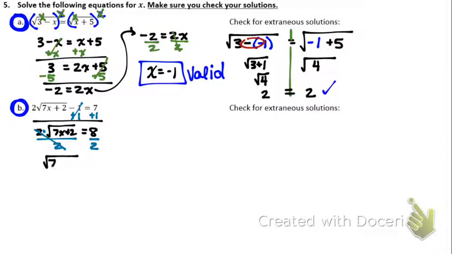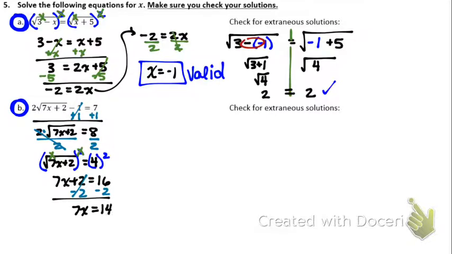So I'm going to get the square root of 7x plus 2 equals what? 4. What now? Square both sides. On the left, 7x plus 2 equals 16. What after that? Subtract 2 from both sides. So you're going to divide 7 by 14? There we go. 7x equals 14. Divide both sides by 7. X equals 2.